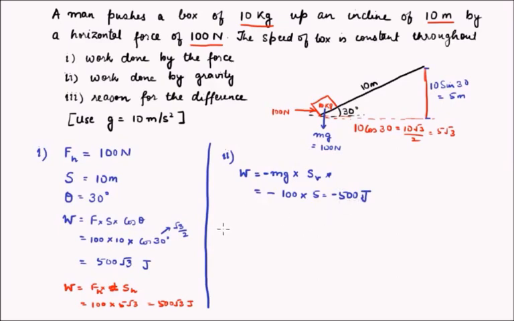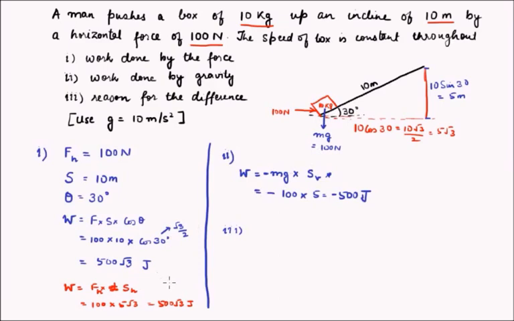Now the third part asks for the reason for the difference. What is the reason for the difference? Difference between what? Difference between this work done and this work done. Since there is no increase in speed, there is the same speed here and here, there should have been no difference in the value of work done by the force and the work done against gravity. But there is a difference. What is the reason for that? The reason is there is friction, and that friction is consuming some energy.